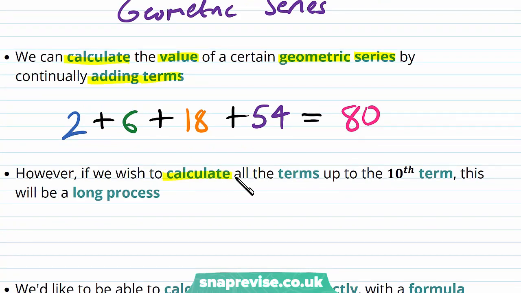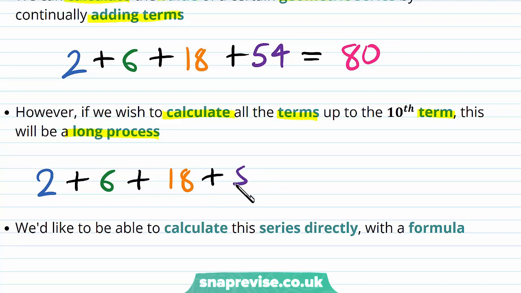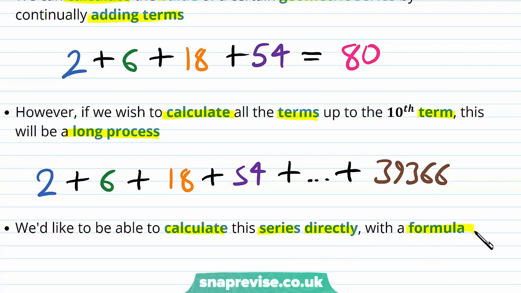However, if we wish to calculate all of the terms up to the 10th term, this will be a long process, and even longer if we wanted to add up all the terms to the 100th term, or the 1000th term, and so on. Again, in this case the sum would be 2 plus 6 plus 18 plus 54, and so on, up to the 100th term, which is 39,366. We'd like to be able to calculate this series directly with a formula.